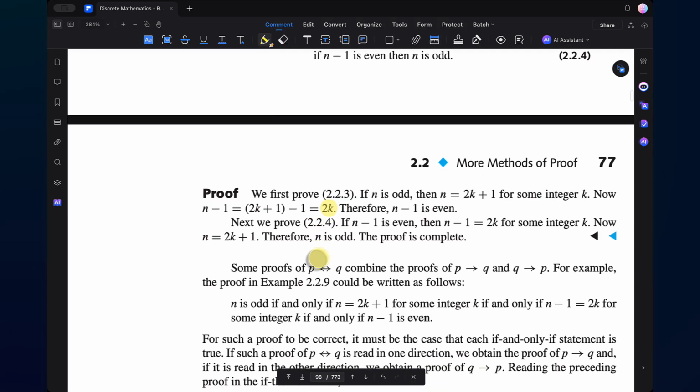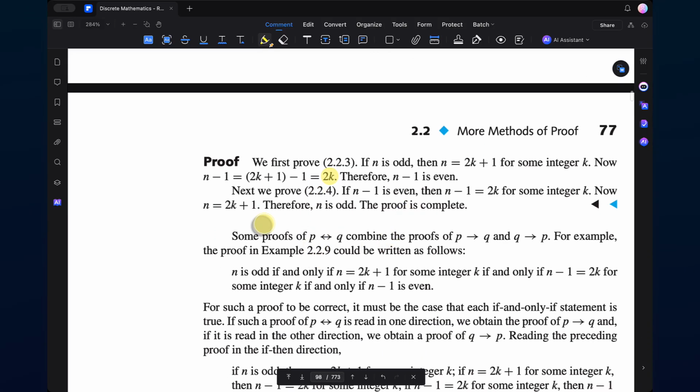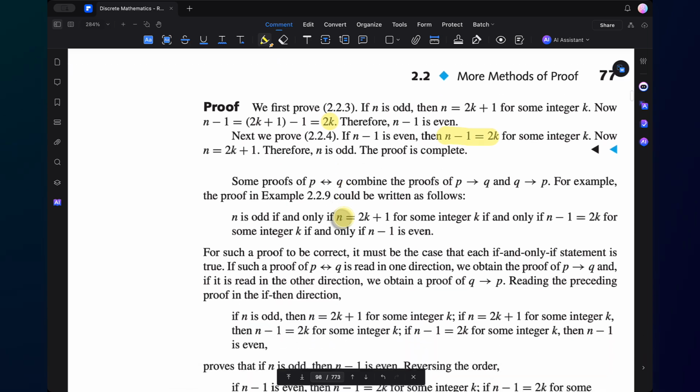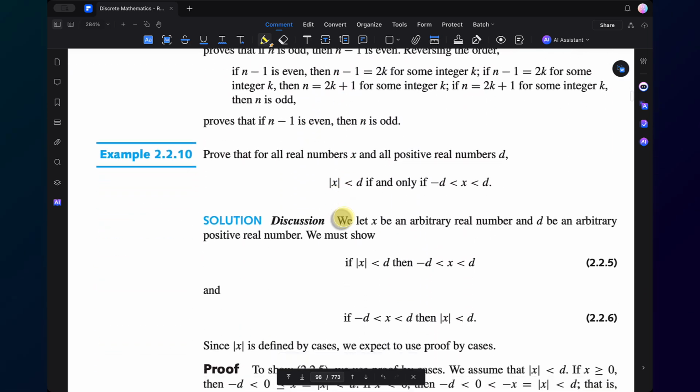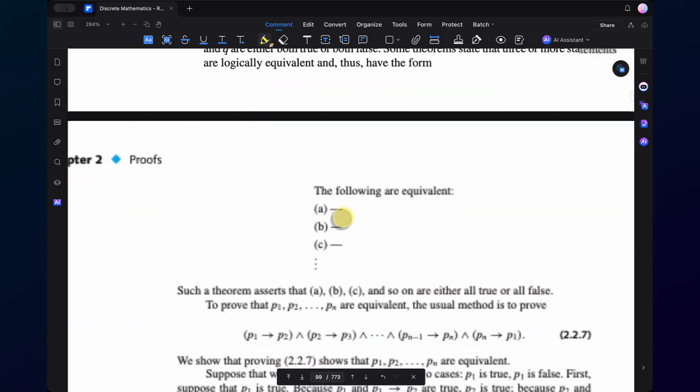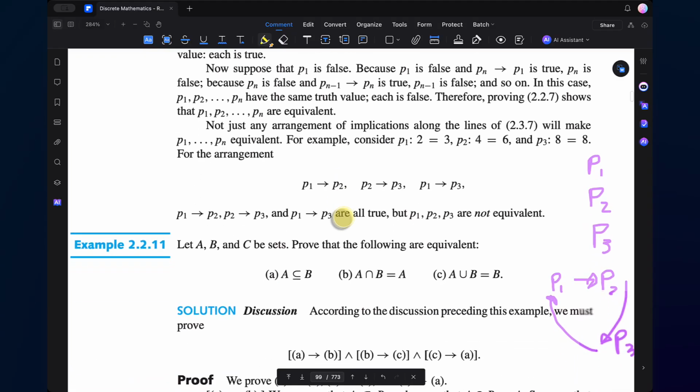Okay. And then the next part, we would have to start with if n minus 1 is even, then n minus 1 is equal to 2k, right? So now you just solve for n, and you get, therefore, n is odd. Okay. So that's the idea of the if and only if proof, that you have to prove two. You get to prove it in both directions.